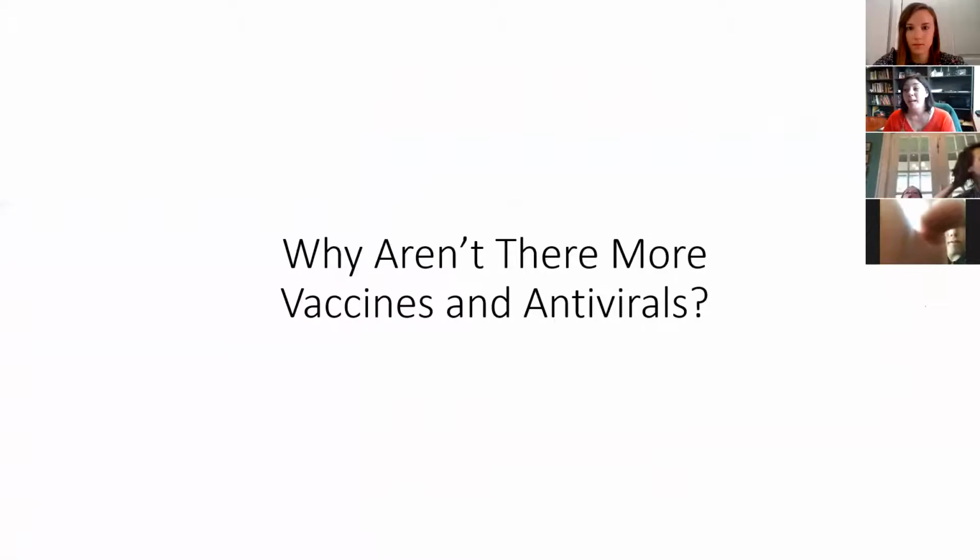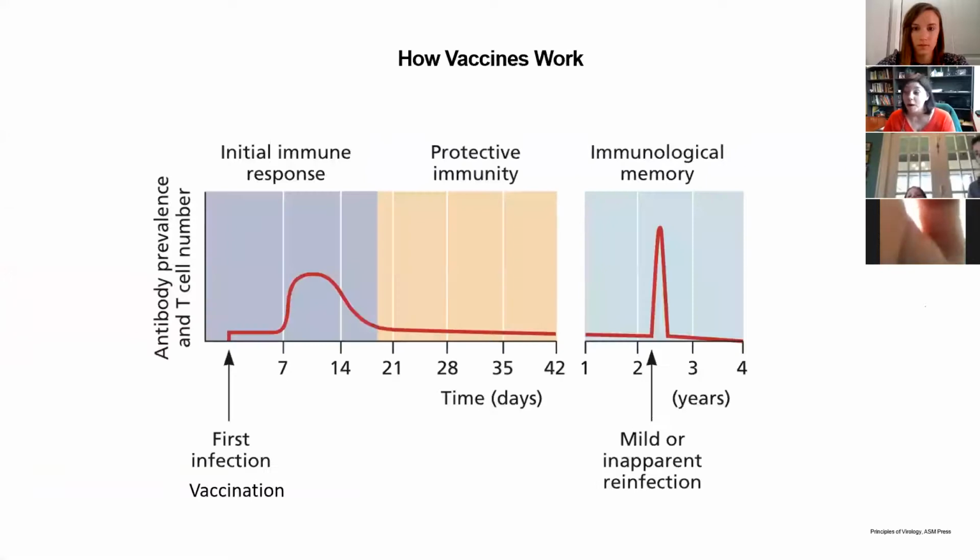So if we can't stop a pandemic, why aren't there more vaccines and antivirals? This is a problem. Let's first go over how vaccines work. You go to the doctor, you get your injection of vaccine, and then your body mounts its initial immune response. That's where your body makes a whole bunch of antibodies that are specific for the virus you were injected with. And then those antibodies go away.